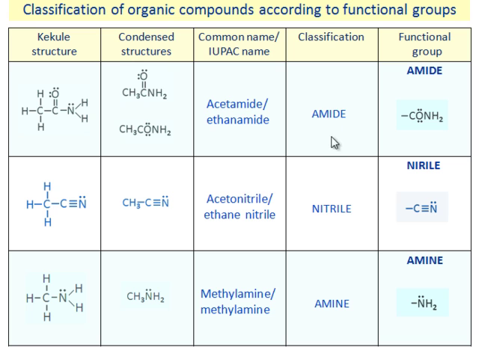Class of compound: amide, exemplified by acetamide. Functional group: amide group. Class of compound: nitrile, exemplified by acetonitrile. Functional group: nitrile group. Class of compound: amine, exemplified by methylamine. Functional group: amine group.